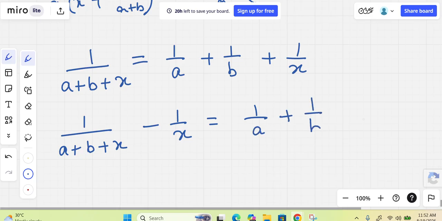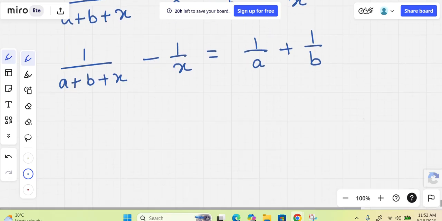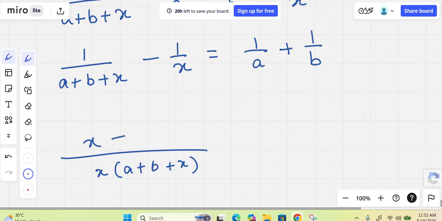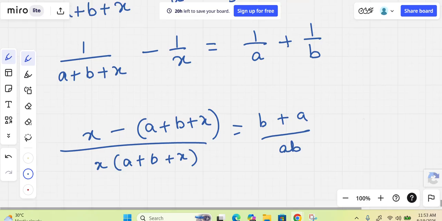Otherwise, what we generally do is we take LCM and start doing. In this case, don't do that. Make your life easier. Make both the like terms together. After that, you take LCM. So here the LCM will be x into a plus b plus x. So here it comes x minus bracket a plus b. If you don't put the bracket, everything will go wrong. This is how it should be.